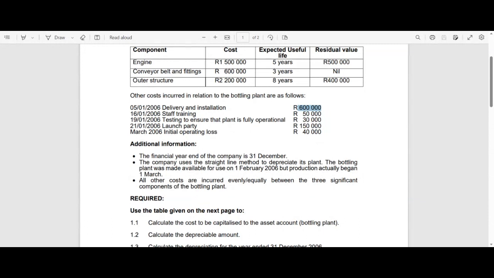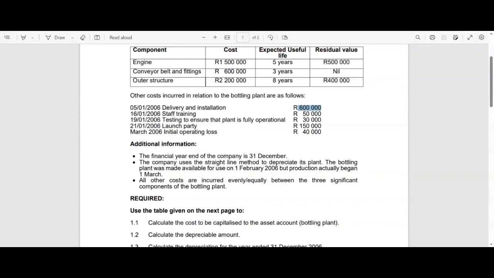The fact that it's been moved, that it has been transported to our factory from wherever it was manufactured, that it has been transported to our factory where we can use it as management intends, does that play a significant role in the location of that bottling plant? And the answer is yes. Right, yes. So either way, we can see that the delivery is definitely going to be a directly attributable cost.